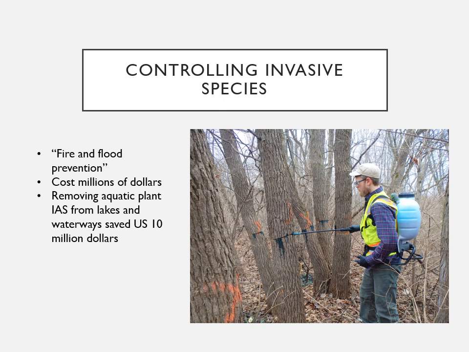Another way to control invasive species is by using fire and flood prevention. And so this actually ended up saving the US millions of dollars, and by removing the aquatic plant IAS from lakes and waterways, it saved the US $10 million. So a lot of these prevention tactics that they are taking are actually saving the US and other countries a lot of money, which in the end will be very beneficial to our economy.